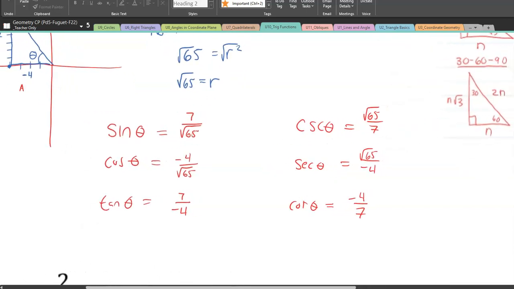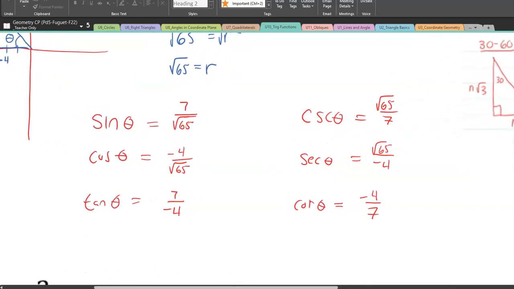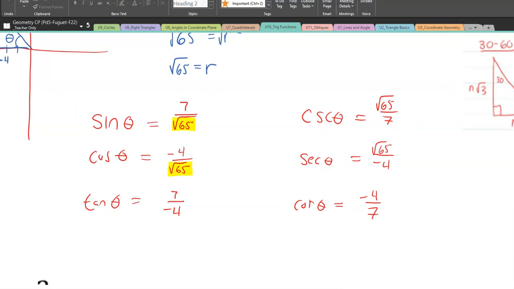Now, in terms of simplification, if there are any radicals in the denominator, we should simplify these. Again, you can use your calculator for this if you want. If you type it in with the radical, it should rationalize it for you. But if you don't know how to do that, or if you just simply want to do it by hand, remember, we're going to multiply this way. We're going to multiply root 65 over root 65. So this will become 7 root 65 divided by 65.